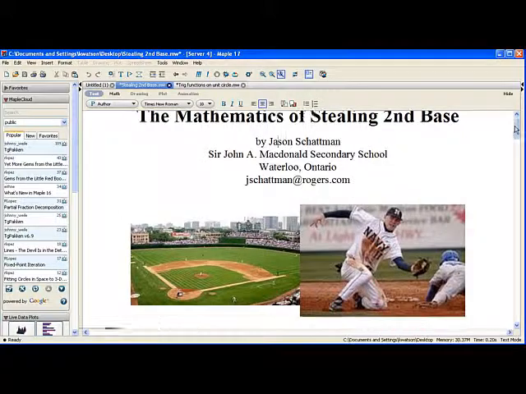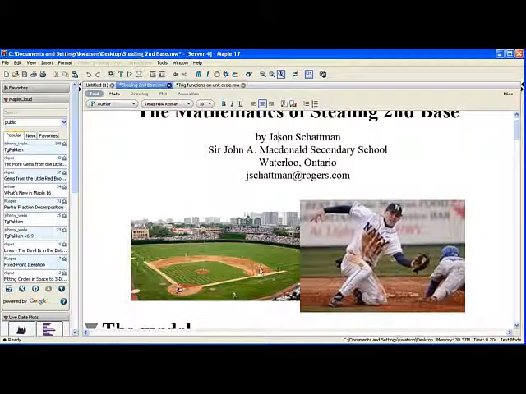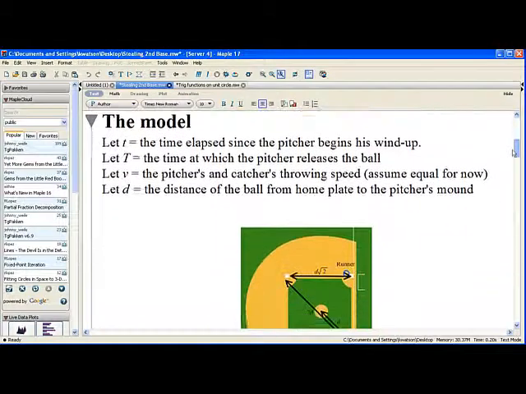So in this application, we imagine that there is a runner on first base, the pitcher has the ball, and the pitcher is about to throw the ball to the batter at the catcher, and at the moment that the pitcher releases the ball, the runner on first is going to attempt to steal second base. When the catcher receives the ball, he's going to throw it to second base in an attempt to tag the runner out.